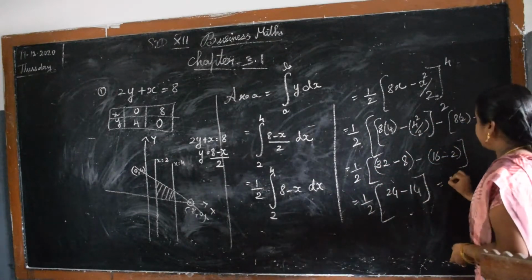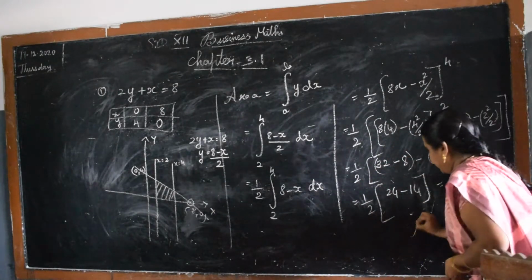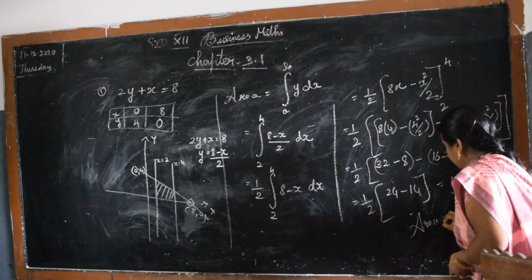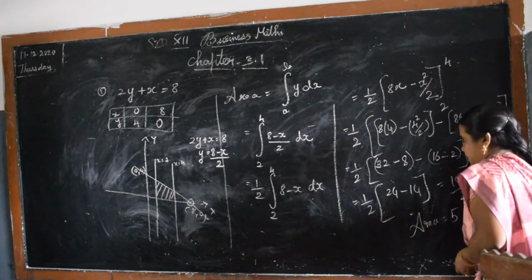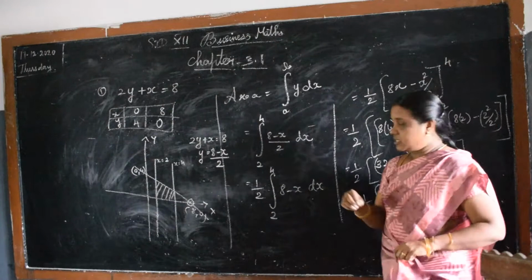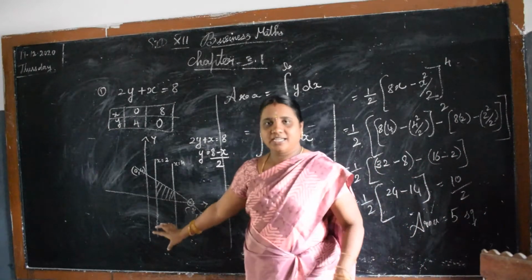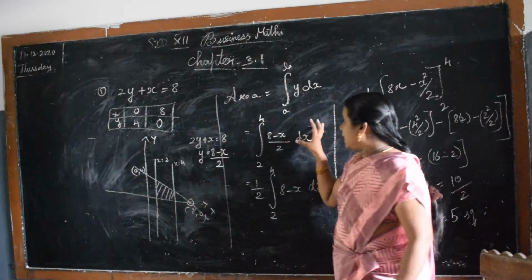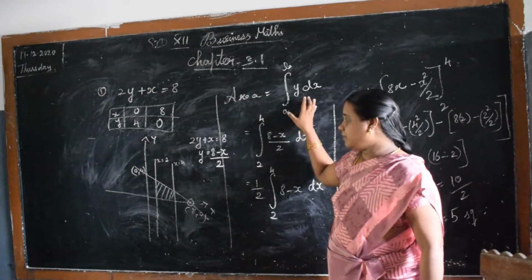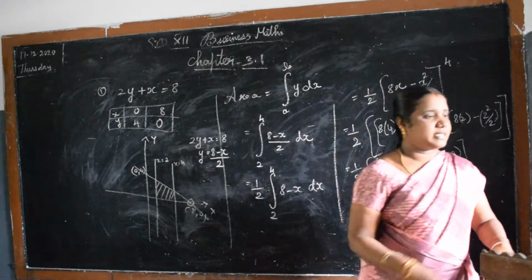Now what is the answer for this? 10 by 2. Our area is equal to, what is the value? 5 square units. Have you understood, children? This diagram is very important. In the diagram you can apply this formula. Okay. Next, see.